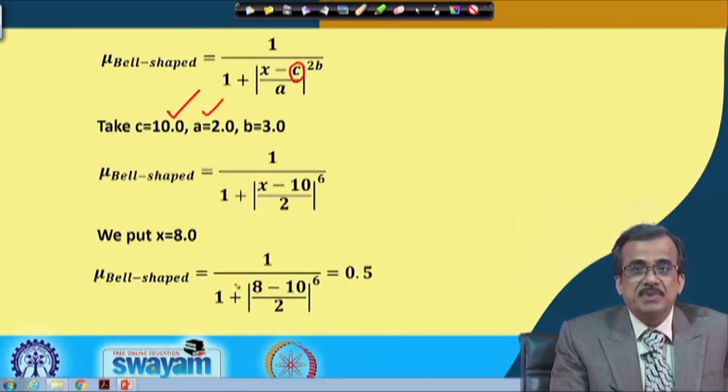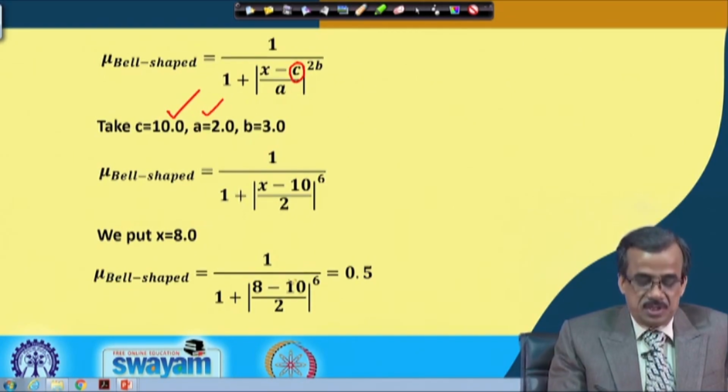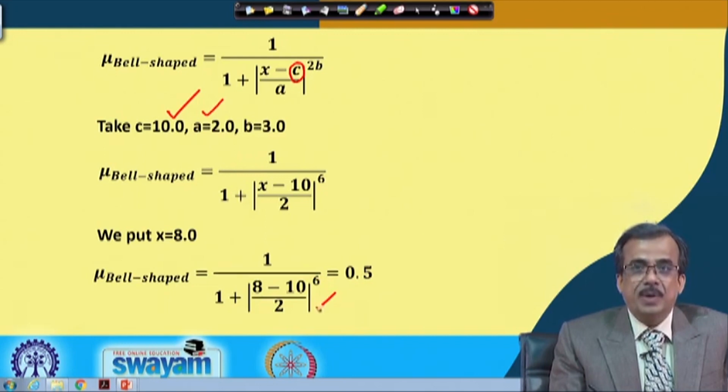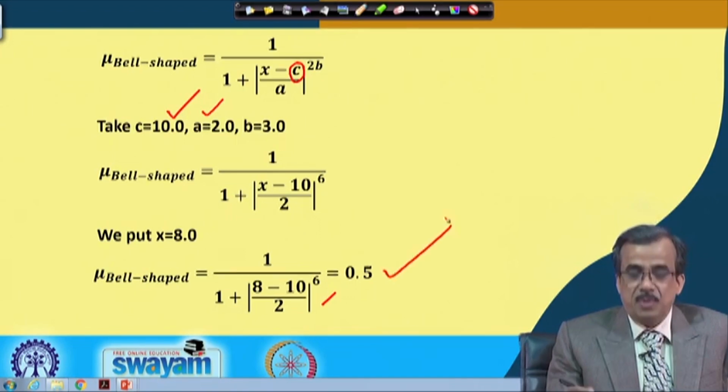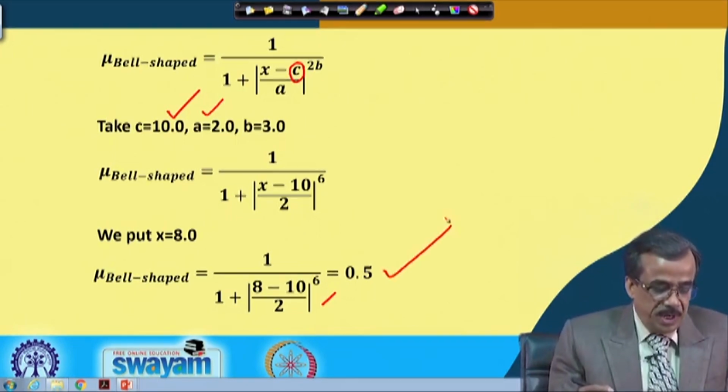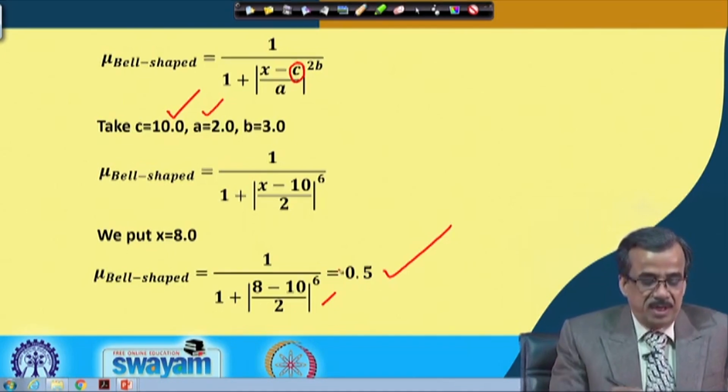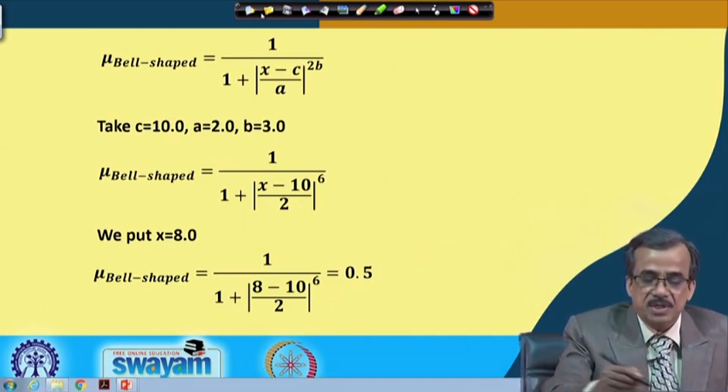So, mu bell shaped is nothing but 1 divided by 1 plus the mod value of (8 minus 10) divided by 2, raised to the power 6. Now, 8 minus 10 is minus 2, divided by 2 is equal to minus 1. The mod value of that is plus 1, raised to the power 6, which is equal to 1. So, 1 divided by 2 gives rise to 0.5. So, mu bell shaped is equal to 0.5 corresponding to x equals 8.0.